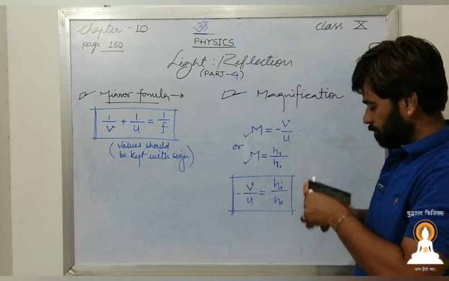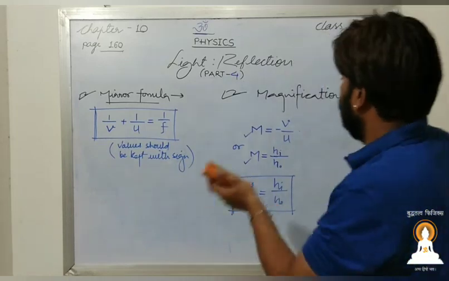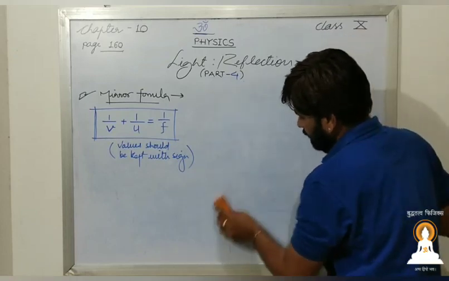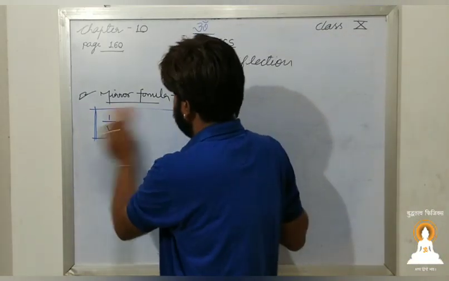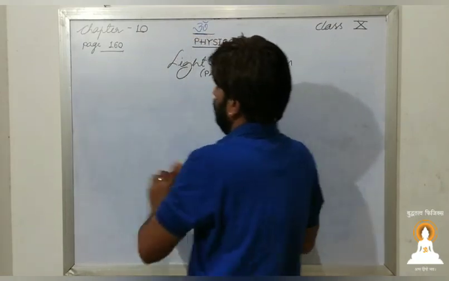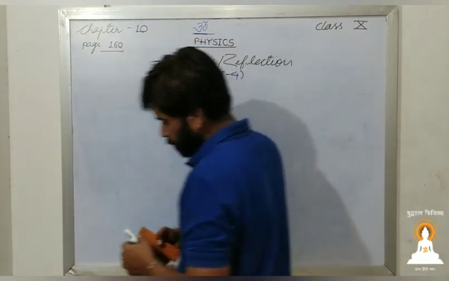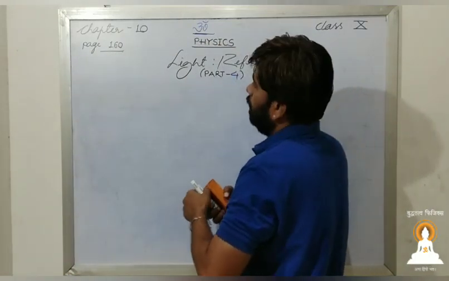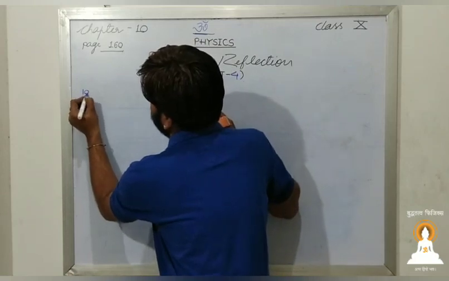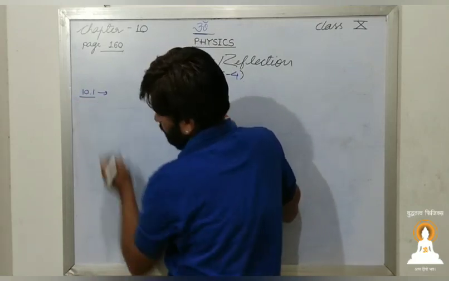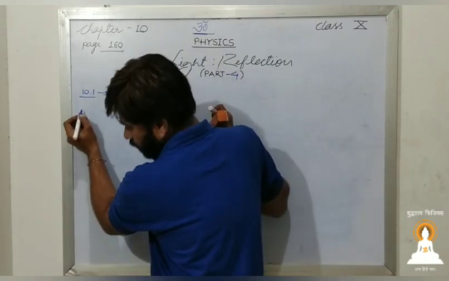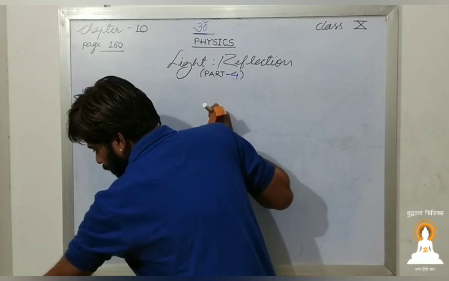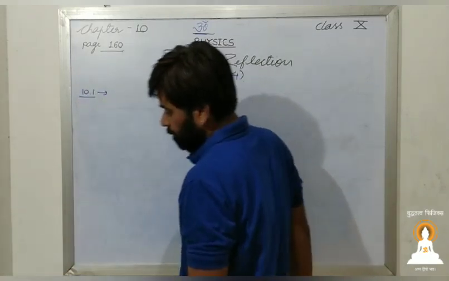Okay, next, let us use this in a numerical. Let us take one numerical from your book itself, solved example 10.1. What they are saying is: a convex mirror used for rear view on an automobile has a radius of curvature of 3 meter.